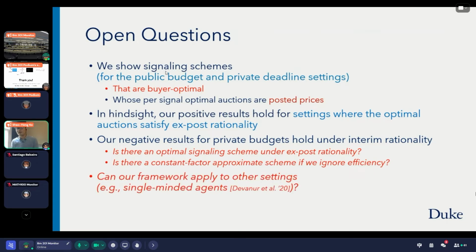Last, we have not yet exhausted all the possible settings in its scope. For example, our framework could apply to other extensions of the deadline setting, like the single-minded agent setting, where the relations between types are partial relations instead of being linear. And that would also be non-trivial since it would again involve some characterization of the optimal auction for the specific setting.